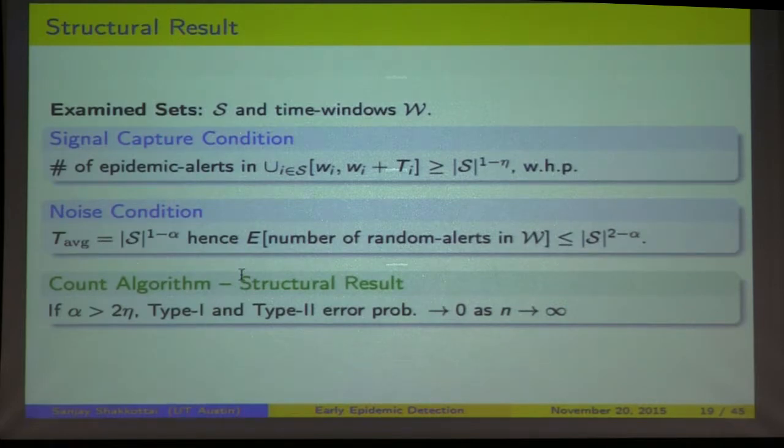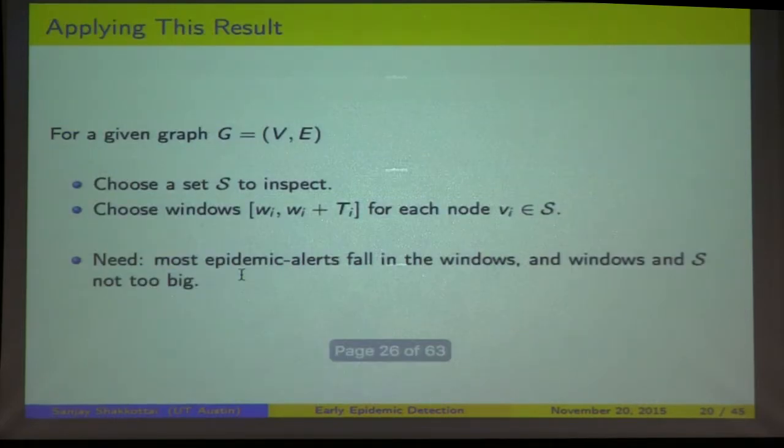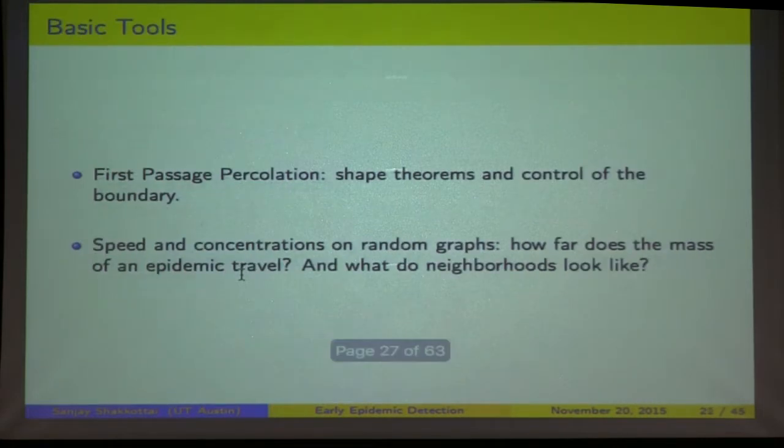It still doesn't tell you what to do for any graph, how to find these sets. I will go through the calculation for one particular grid. I have multiple things in this talk, but I'm not going to get through them. I need to understand how things spread, which basically comes to something called shape theorems. The results we use are Kesten's results on first passage percolation on grids, and shape theorems on random graphs.